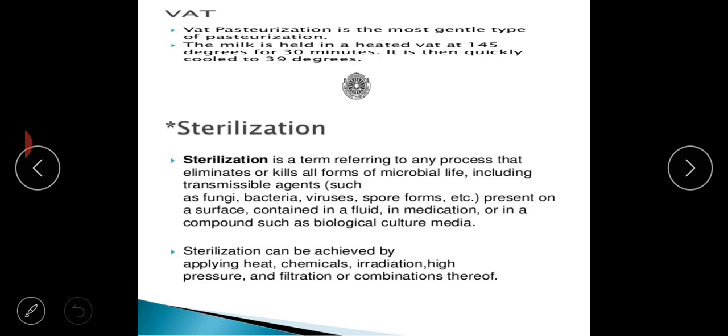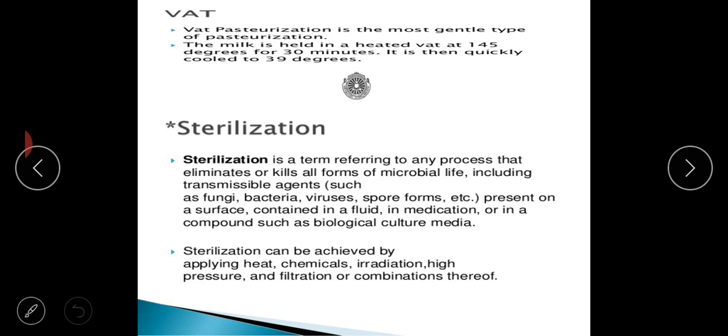Coming to VAT pasteurization, it is the most gentle type of pasteurization. Here the milk is held in a heated vat at 145 degrees Fahrenheit for 30 minutes. It is then quickly cooled to 39 degrees.